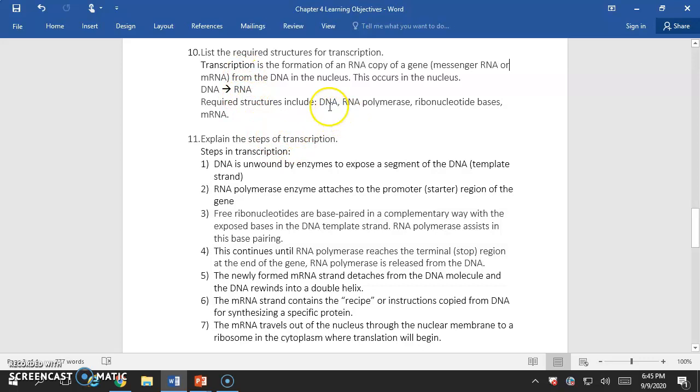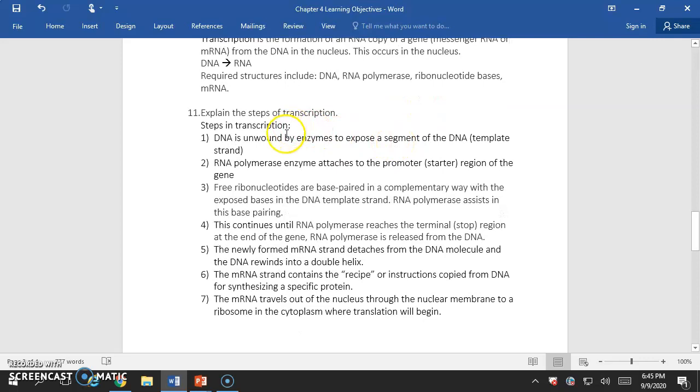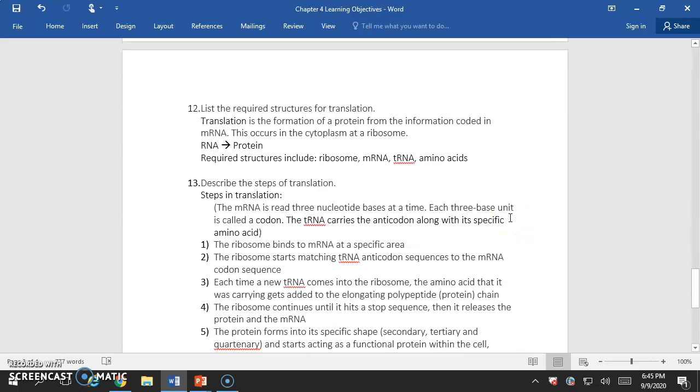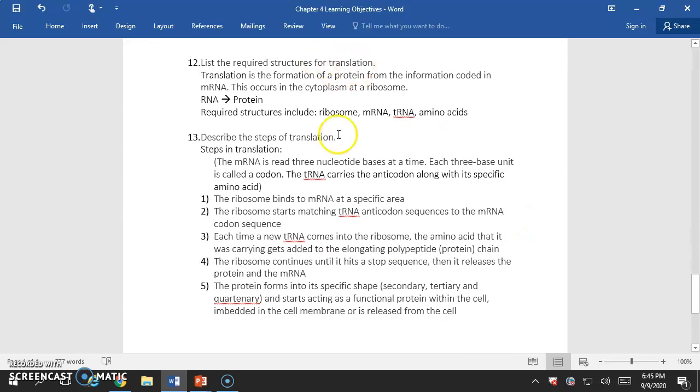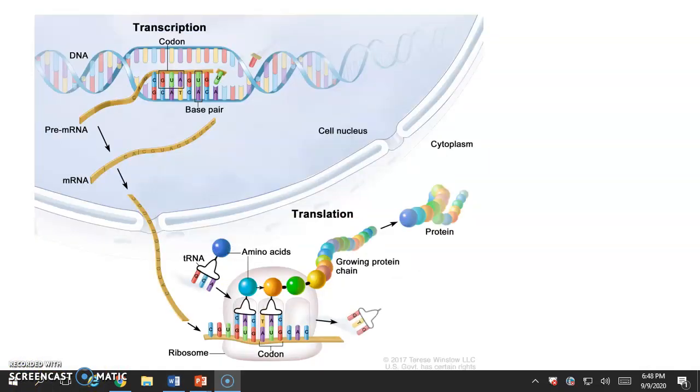And so we start with the DNA molecule, and our product in this case is RNA. And these are the required structures. You need DNA, you need the RNA polymerase enzyme, and the ribonucleotide bases, and then the messenger RNA. So if you got those things, then transcription can happen. And so these are the steps that I just went over with the picture for that process. All right, but we're not done yet because we don't have a protein yet, and that's what our end goal is, to get a protein product. So then we're going to talk about translation. Now, for the process of translation.